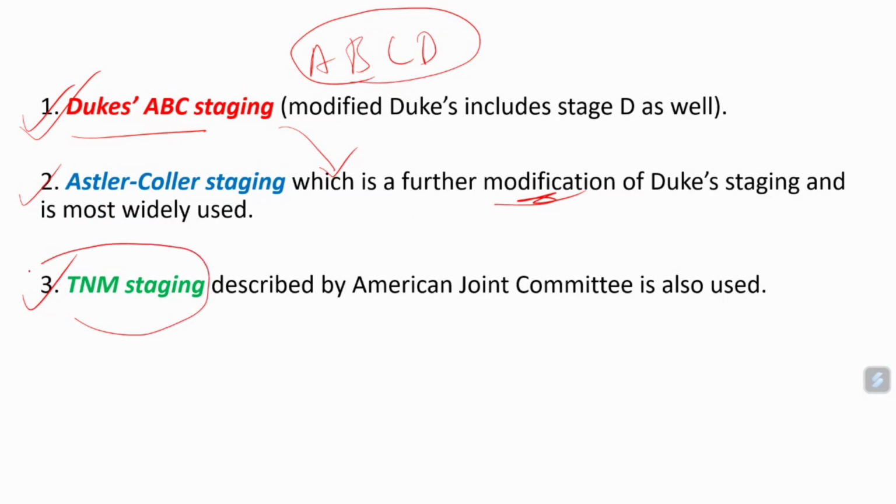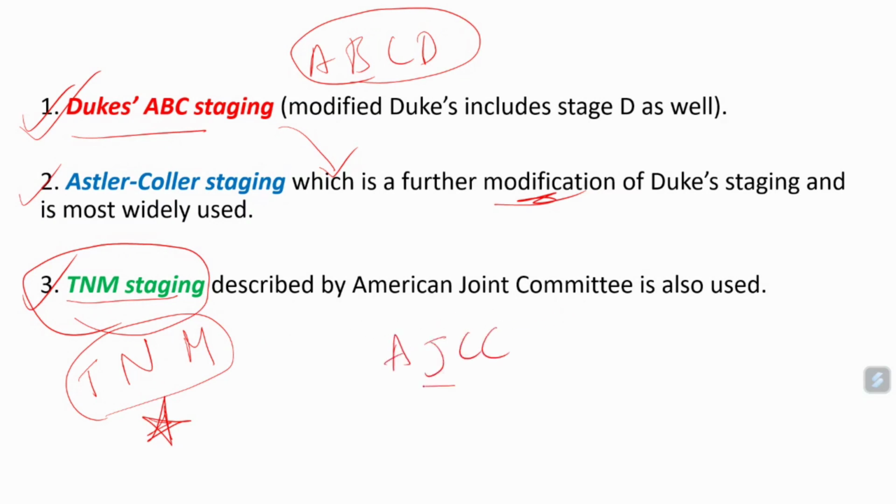And finally, in present day, we are using TNM staging. Here we have staging based on tumor size and tumor involvement, nodal involvement, and whether metastasis is there or not. Based on that, we decide the staging of colorectal cancer. This TNM staging is the advanced staging, and it is mainly used by the American Joint Committee on Cancer. That is called TNM staging, which is commonly used nowadays.